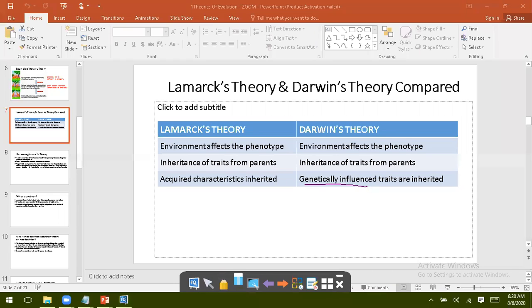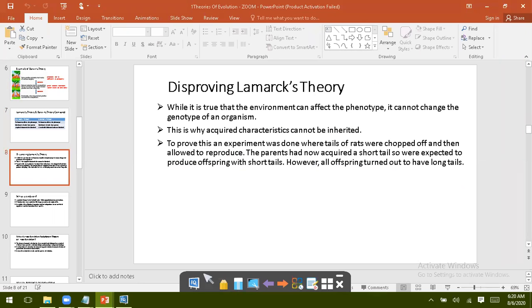All right, possible examination question, remember that. So how can we disprove Lamarck's theory? While it is true that the environment can have an effect on the phenotype, it cannot change the genotype, and therefore acquired characteristics cannot be inherited.